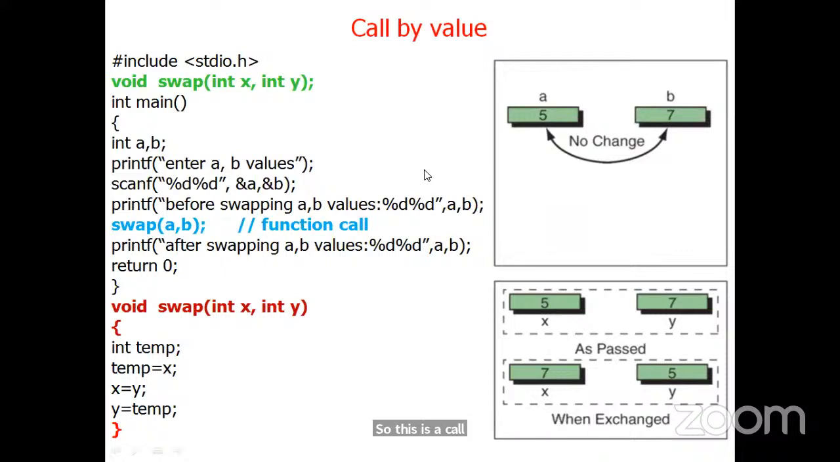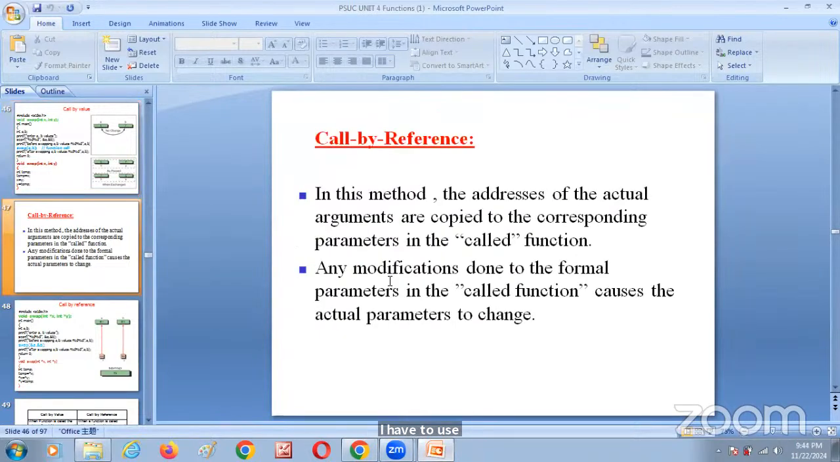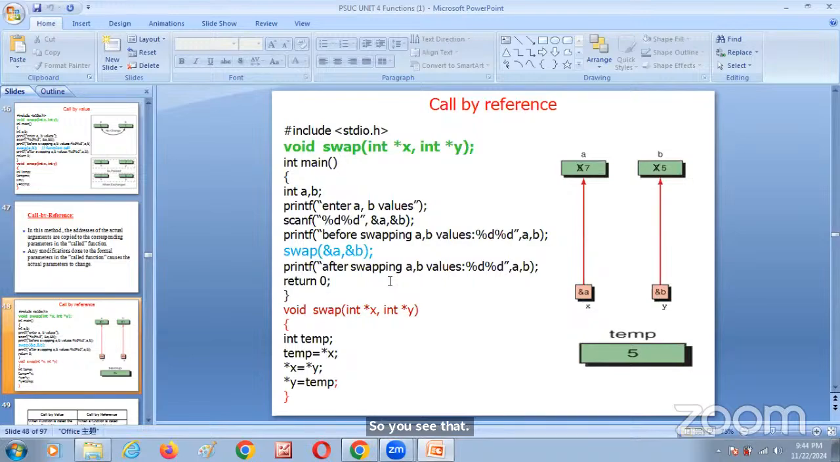So this is call by value. Now what do I have to do in order to affect A, B here also? What should I do? I have to use call by reference. You see how call by reference is going to work.